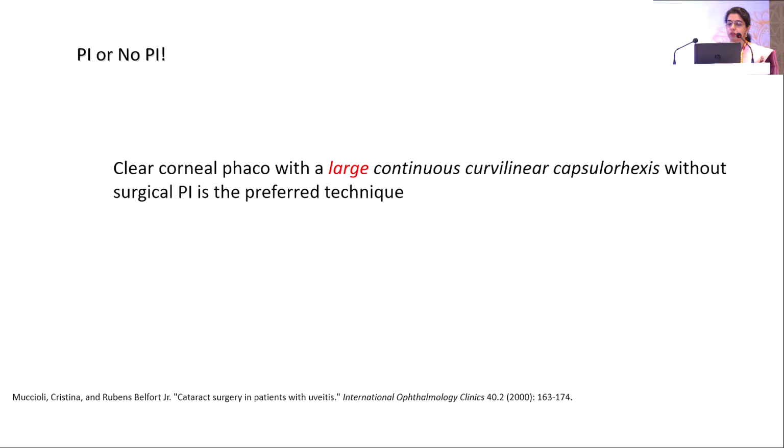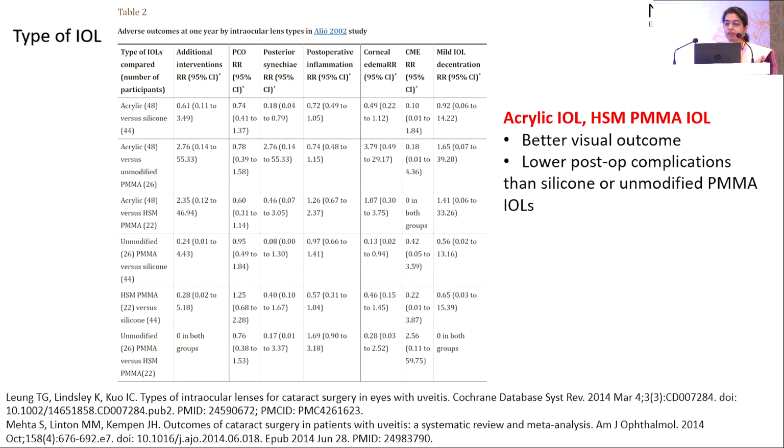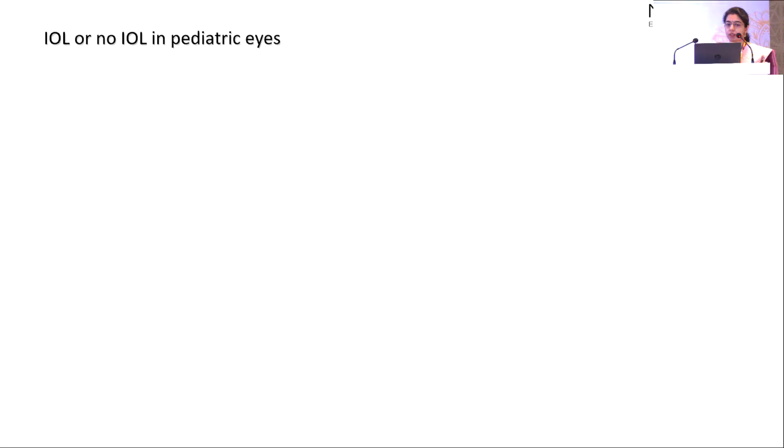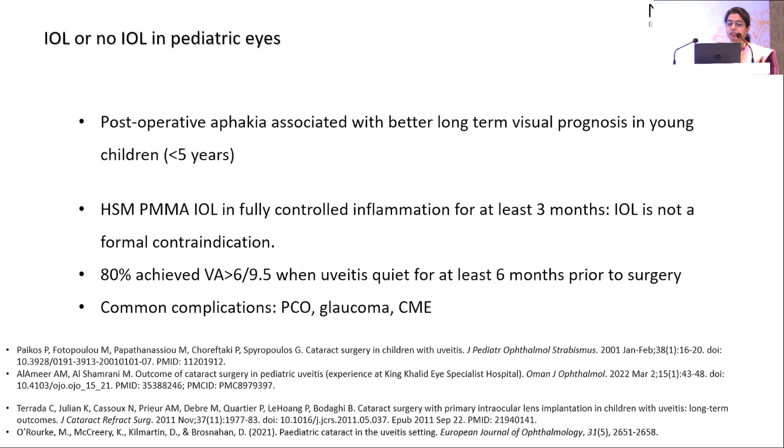So clear corneal phaco with large capsular rhexis without surgical PI is the preferred technique, but in pediatric uveitic cases, PI helps because these children have a tendency to develop glaucoma later in life. Acrylic IOL or heparin surface modified PMMA IOL are preferred. Multifocals are best avoided. IOL or no IOL, post-operative aphakia is associated with better long-term visual prognosis in children less than 5 years.